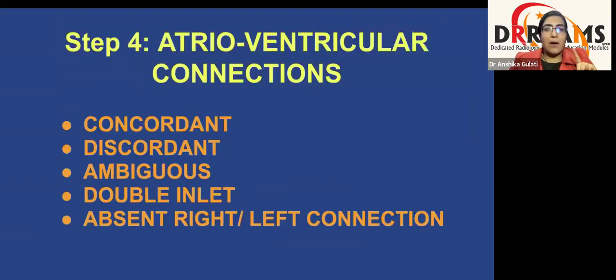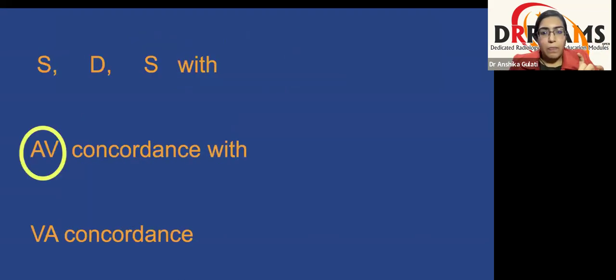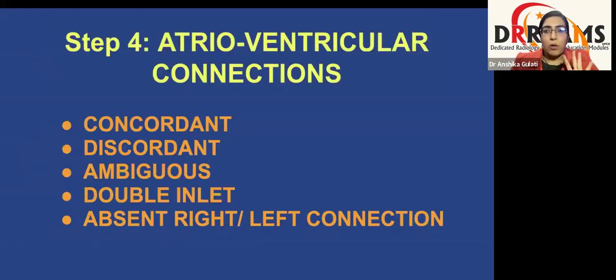Okay, we are done with the 3 steps. Now coming to the atrioventricular connections. So RA to RV, LA to LV, concordant AV connections. RA to LV, LA to RV, discordant. Ambiguous means both the sides look like right side, or both the sides look like morphological left side. Double inlet is seen in cases of univentricular heart. Both the atria are draining into a single cavity, so that is a double inlet, and the other ventricle is a rudimentary cavity lying at the side with no connection with any of the atrial cavities, so absent connection. So these are all the options for step 4, that is the AV connections.